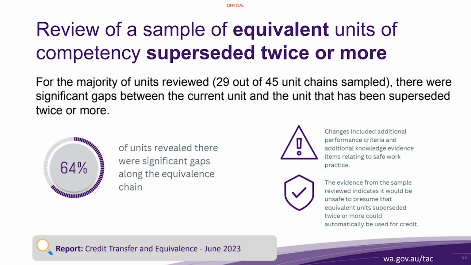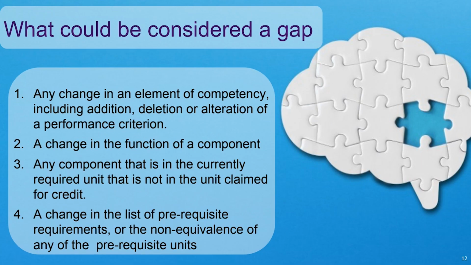Under those circumstances, you can see that there could be some significant risks in automatically awarding credit for a unit that had significant gaps compared to the current requirements of the current unit of competency. So when we think about gaps, we need to ask ourselves, what could these gaps be? Well, the best way of identifying gaps is by doing a close analysis of the components of a unit of competency.